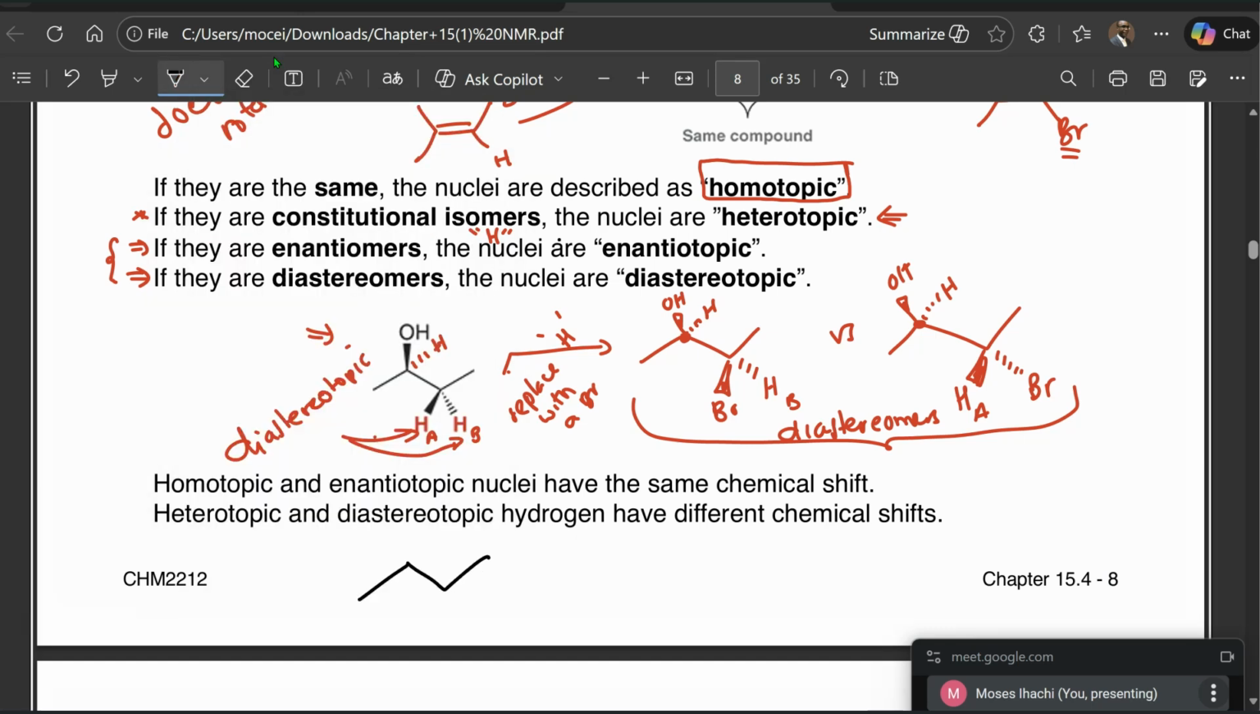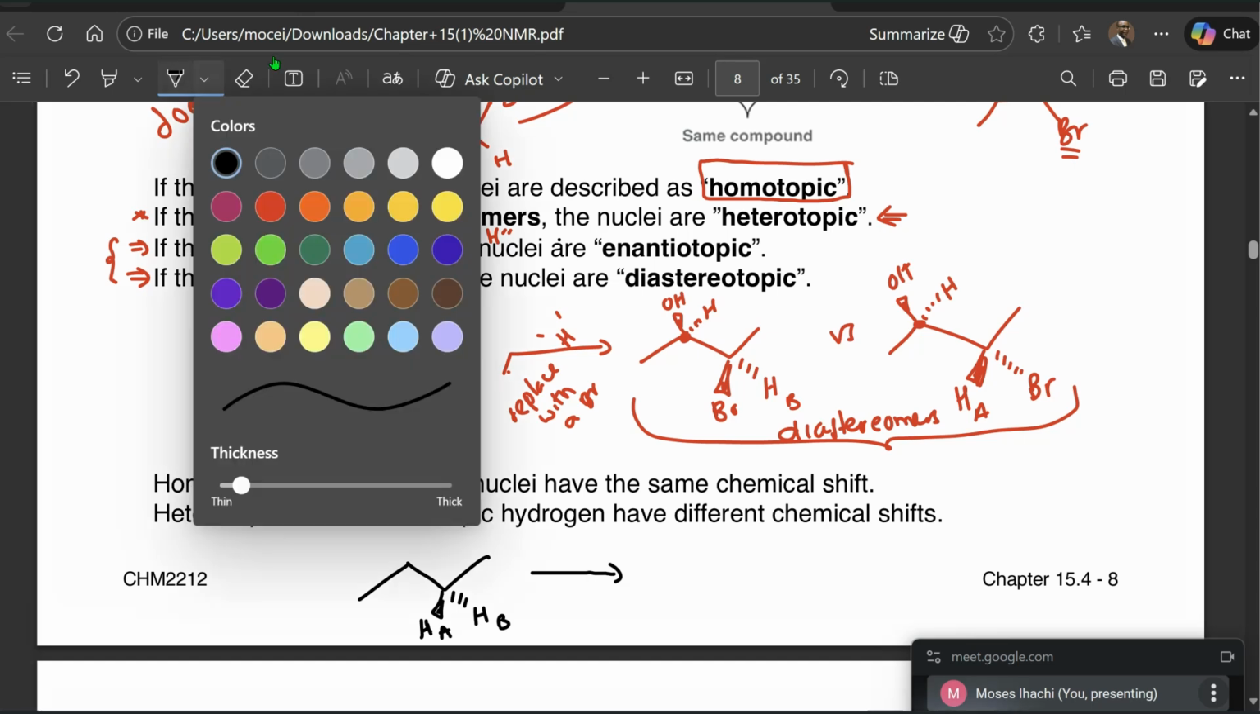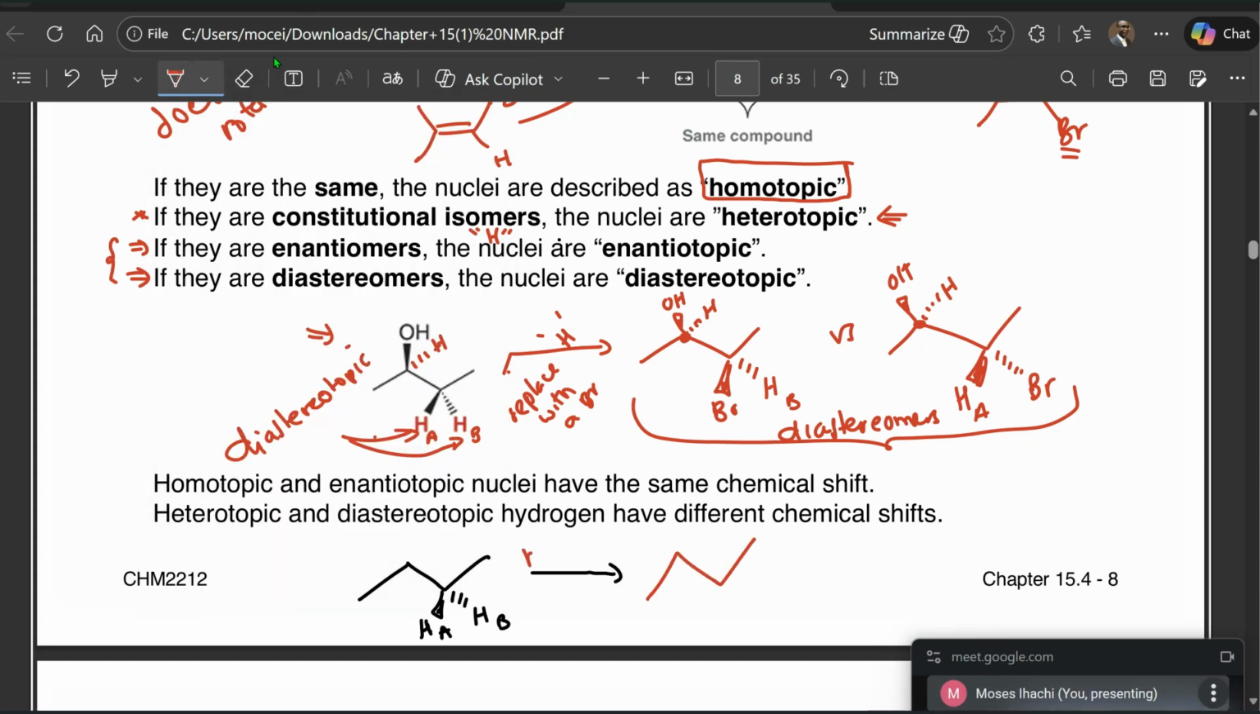Let me show you something else to define an enantiotopic. I hope you still see my screen. I talk a lot sometimes and forget. No, it's good. Okay, so now we do the replacement.